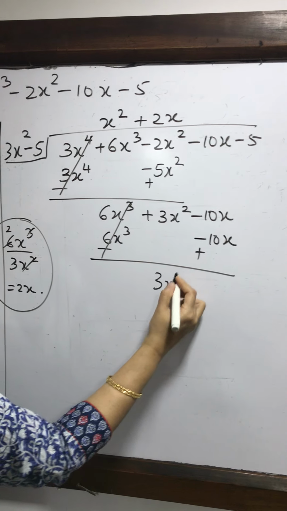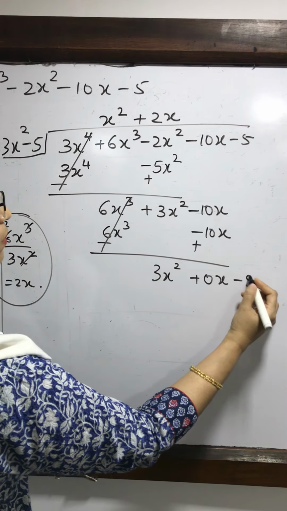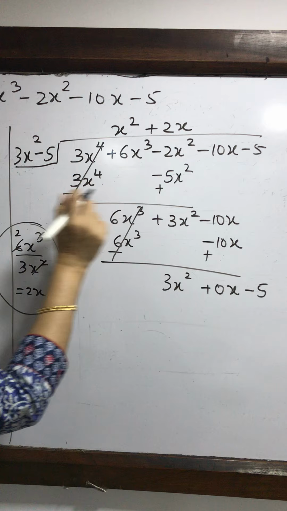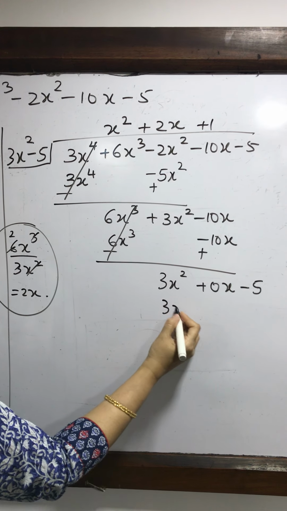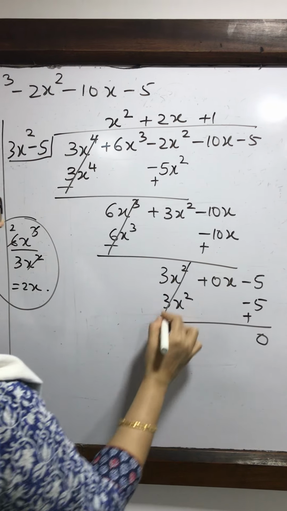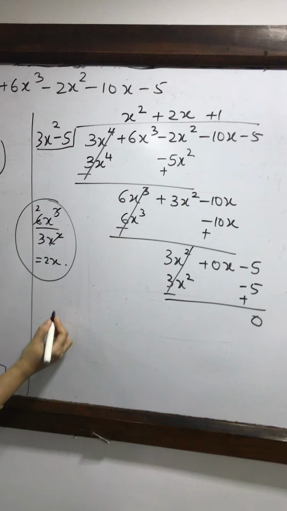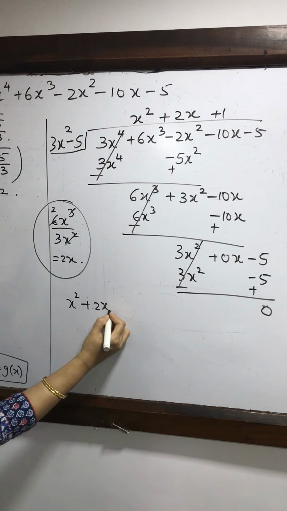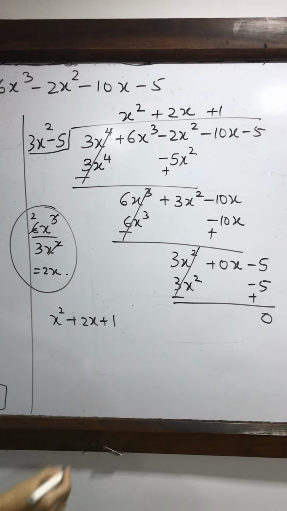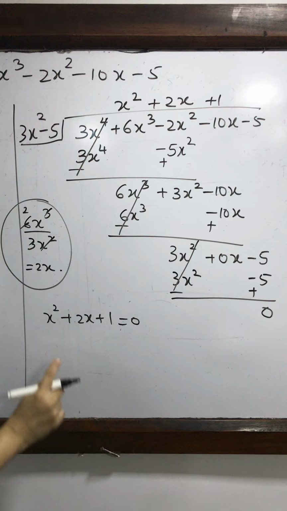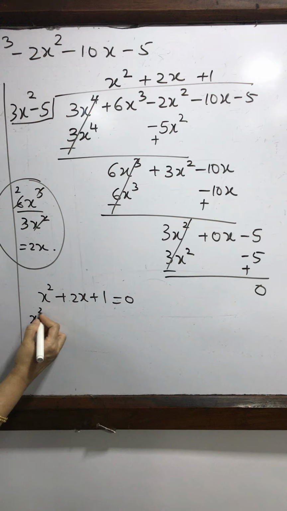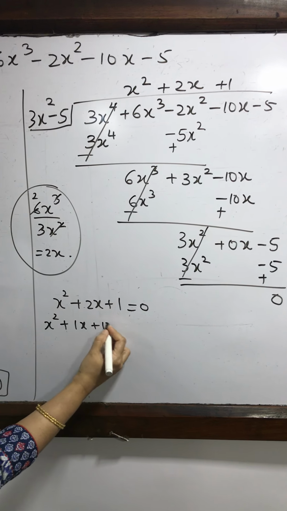This is 3x square plus 0x, we will bring 5 down. The last term of the quotient, we divide 3x square with 3x square, and that is plus 1. So we have 3x square minus 5. Change sign, remainder 0. Now we have to factorize the given quotient to find the remaining two zeros, because the degree of the dividend is 4. To do that, we will factorize and find factors of 1 that will give us 2, which is 1 and 1.